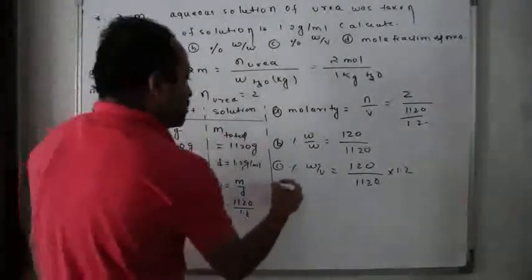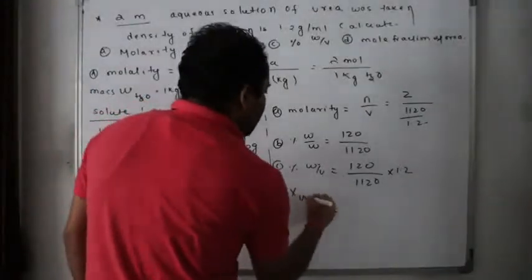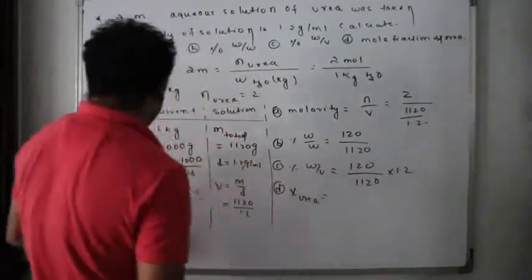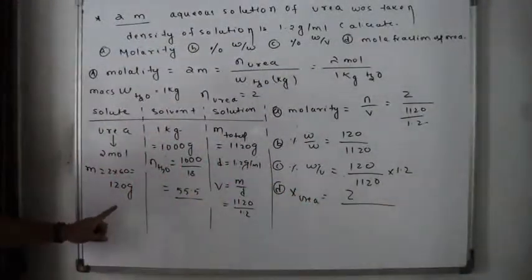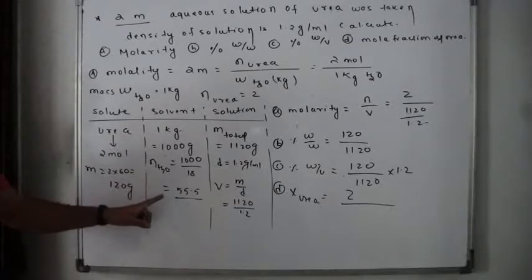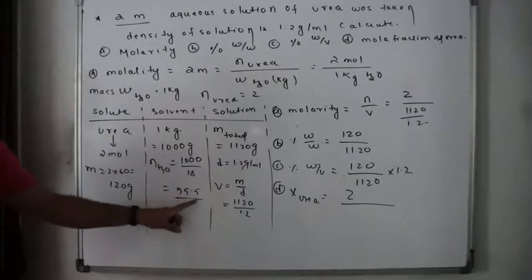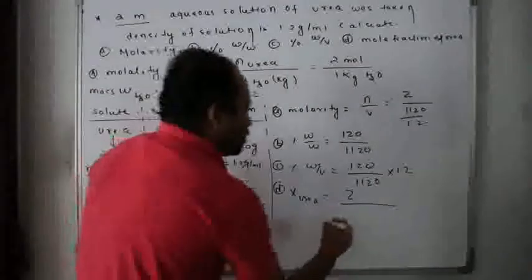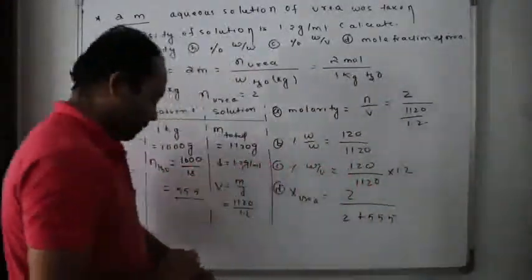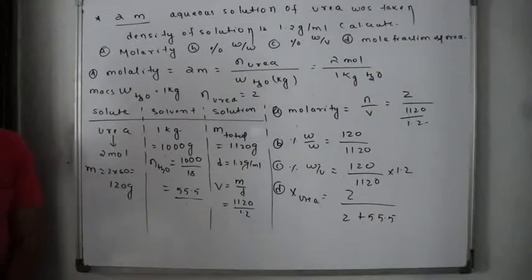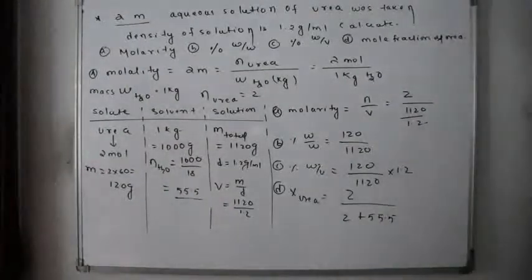Now, third question. Mole fraction of urea. Number of moles of urea, how many? 2 moles. By total number of moles: the number of moles of urea is 2, number of moles of water 55.5. So it is 2 plus 55.5. Isn't it? Clear? Easy? Copy this.